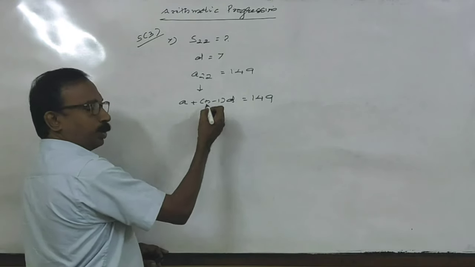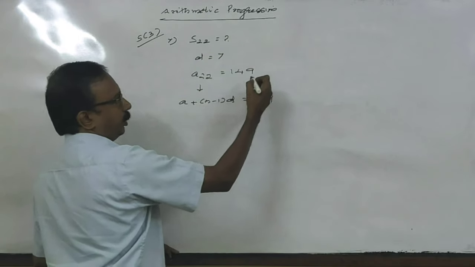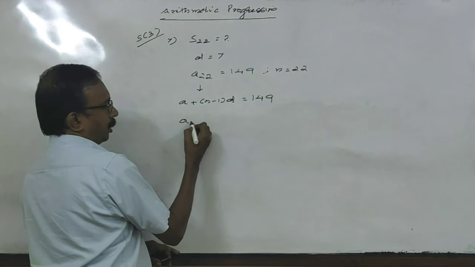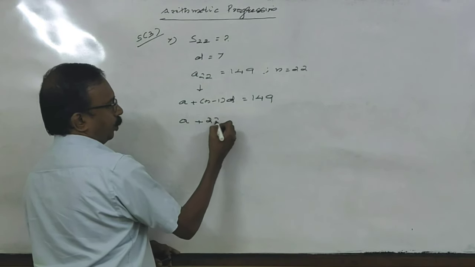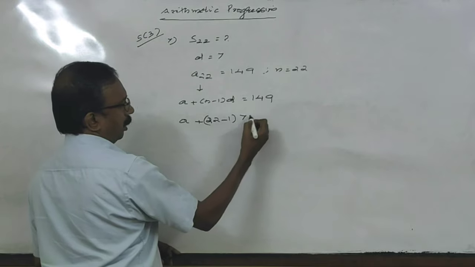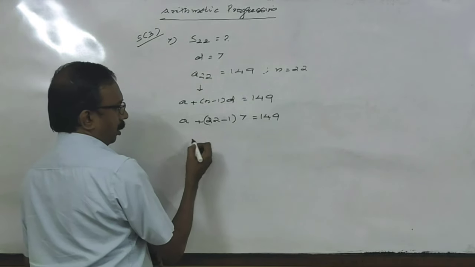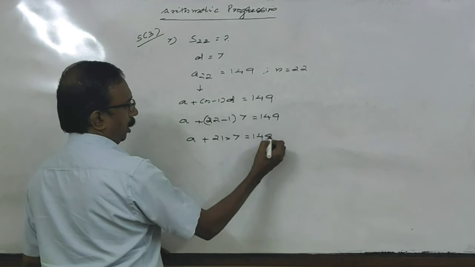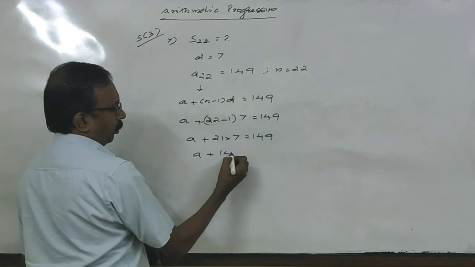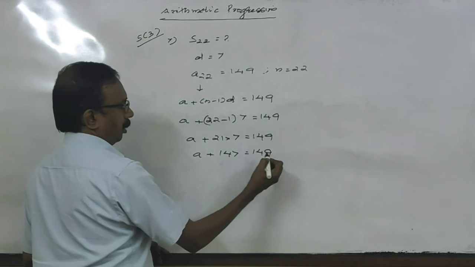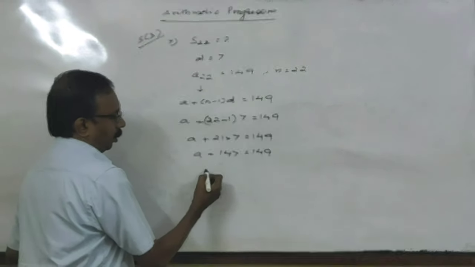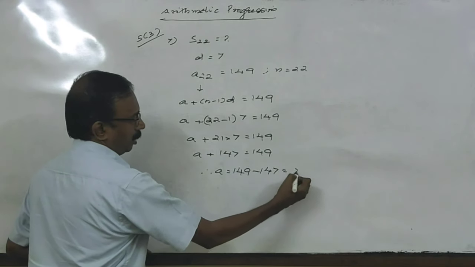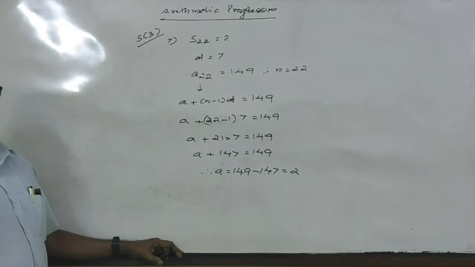Here n is equal to 22. So a plus 22 minus 1 into d, which is 7, is equal to 149. So a plus 21 into 7 is equal to 149. a plus 147 is equal to 149. Therefore, a is equal to 149 minus 147, which is 2. The value of a is 2.